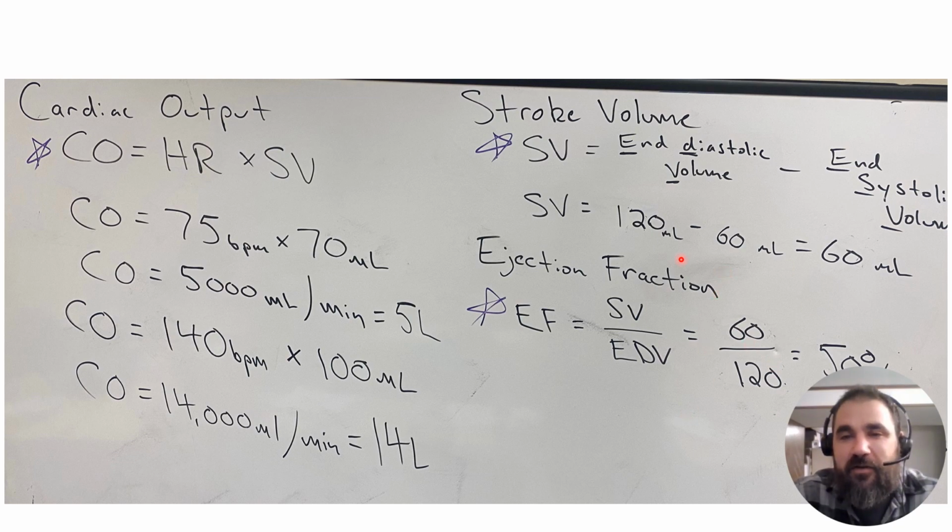In this case here, the patient has a 60 milliliter end systolic volume and 120 milliliter end diastolic volume, so their stroke volume is 60. Put 60 over 120. That's 1/2. That gives us a 50% ejection fraction. Sorry, I butchered that.